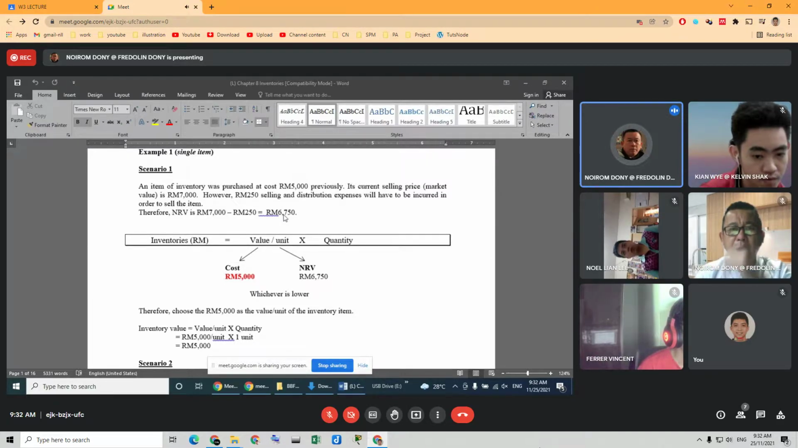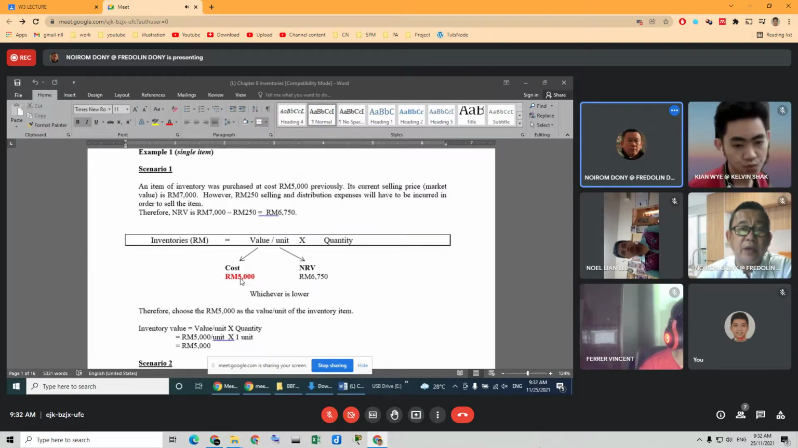So comparing the cost 5,000 and the NRV, we choose the cost as the value, because this has not been sold yet. It is still in the stock, so we have to value the inventory. So the value will be 5,000, which is lower.